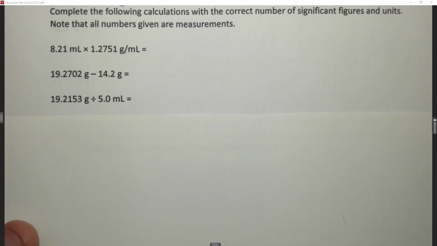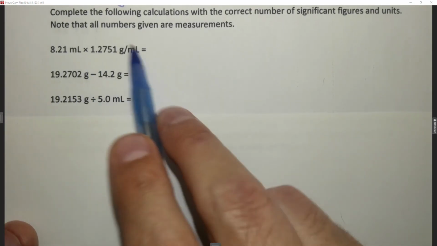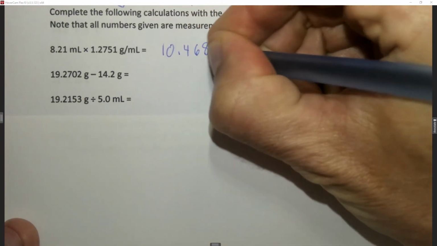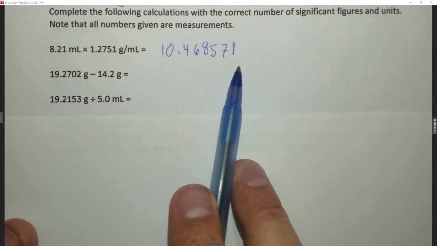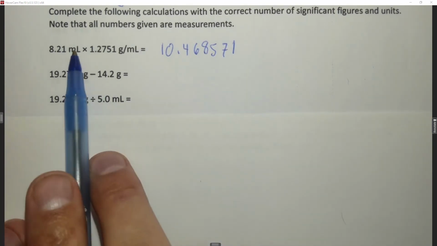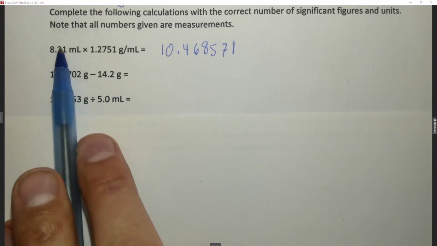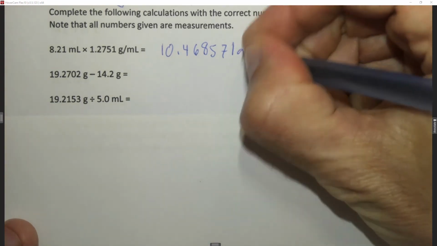First thing we need to do is realize that the calculator will not tell us the truth. So if we were to type these numbers into the calculator, so we have milliliters times grams per milliliter, we're going to get the number 10.468571. This is simply what the calculator tells us. Now, we need to think about a unit for this. We have milliliters times grams over milliliters. So here we have milliliters on the top, here we have milliliters on the bottom. So the milliliters cancel, and we end up with grams.